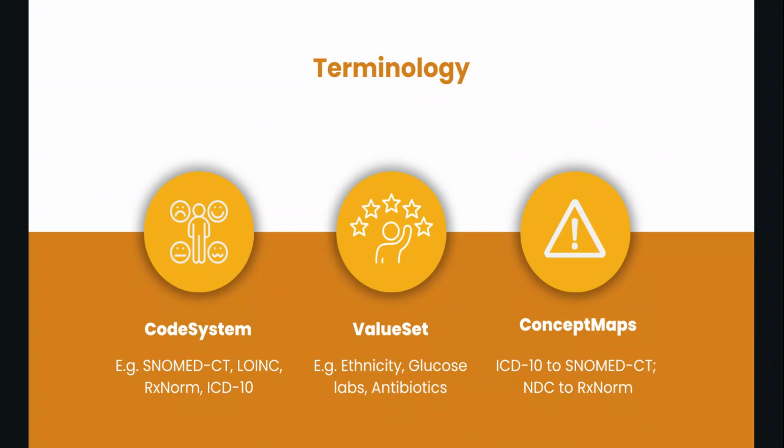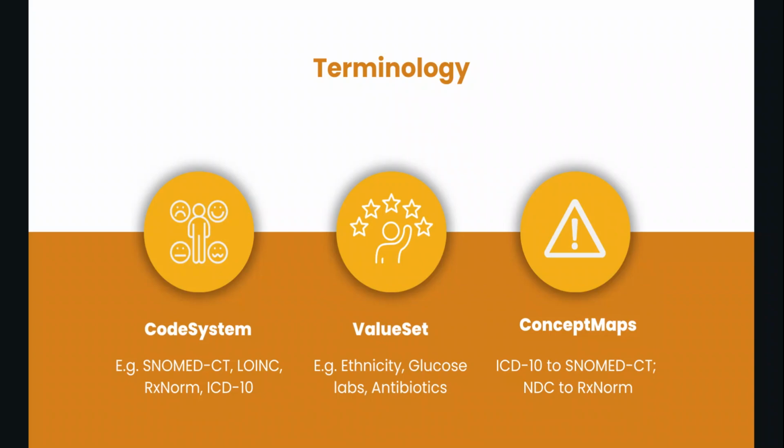And then there are value sets, which are some subset of codes from a code system. So you might have a particular ethnicity like Chinese or African or Indonesian or Caucasian, and it comes from a code system, like the CDC or OMB. And then you could have a set of glucose labs, which would be just a subset of LOINC codes, for example. Or it could be antibiotics, which would be a subset of RxNorm codes. So a value set is a subset of codes from a code system.